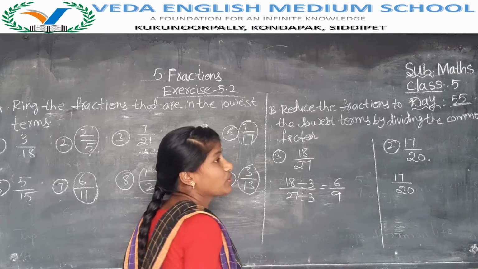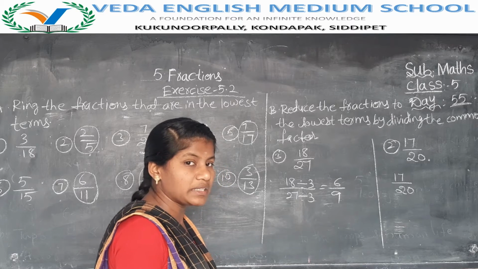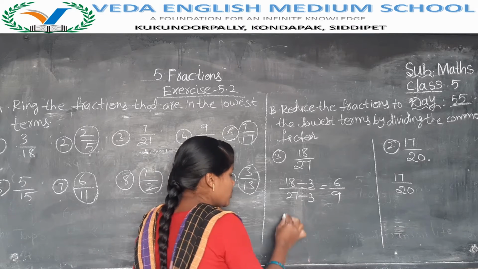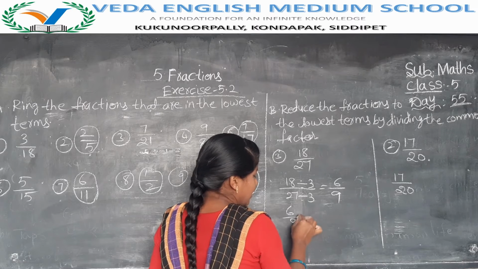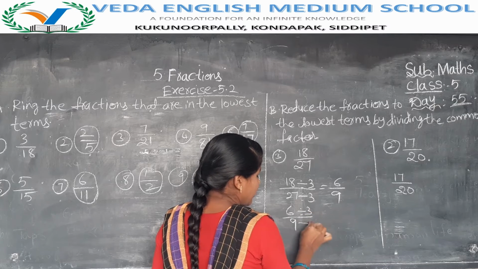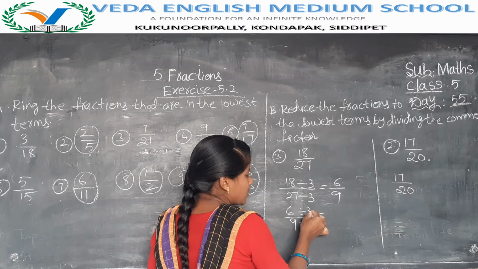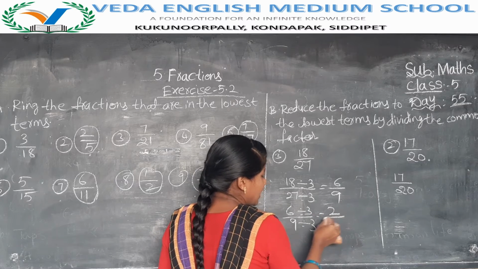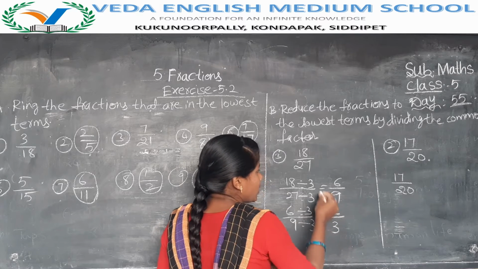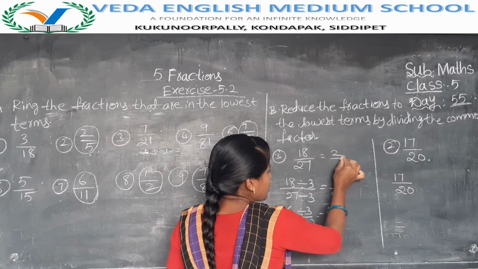Again 6 and 9 both are divisible by the 3 table. They are divisible by the 3 table again, so take the 3 table again. 6 by 9 divided by 3, divided by 3. In the 3 table 6 is divisible, that is 2 times. In the 3 table 9 is possible, that is 3 times. So the lowest form of 18 by 27 is 2 by 3.